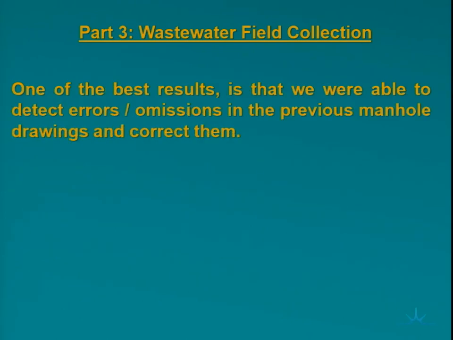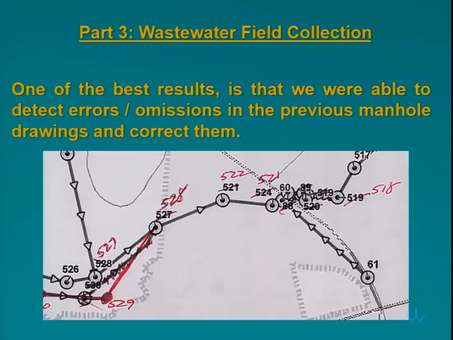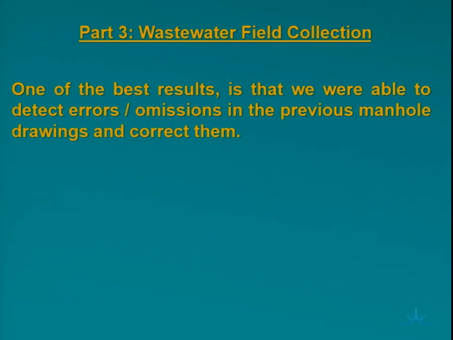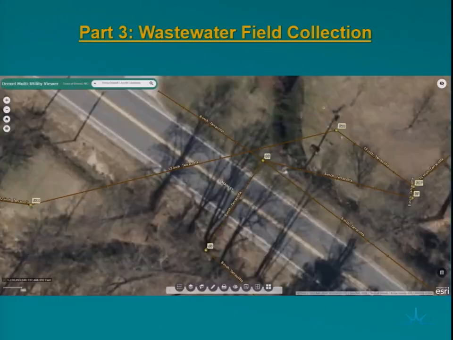One of the best things we did is we were able to detect errors or omissions in previous manhole drawings. So I went from this, which is what is that? You remember that, Trey? To this. And that's actually what it does. And so, the nice thing about GIS is instead of a paper map, it's zoomable, and you can see ideas about the manholes.